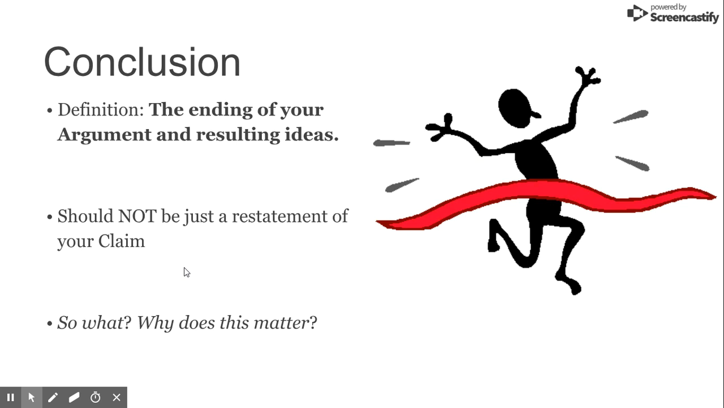Finally, your conclusion. Your conclusion is arguably just as important as your introduction. This is the ending of your argument and the resulting ideas, and it should not just be a restatement of your claim. The two questions you need to answer in your conclusion are, so what, and why does this matter? Your conclusion should not end with ta-da, or the end, or that's all, folks. Your conclusion is an opportunity to link your argument to the wider world. What implications does this have on school, on politics, on philosophy, on human interaction? Why does your topic matter?